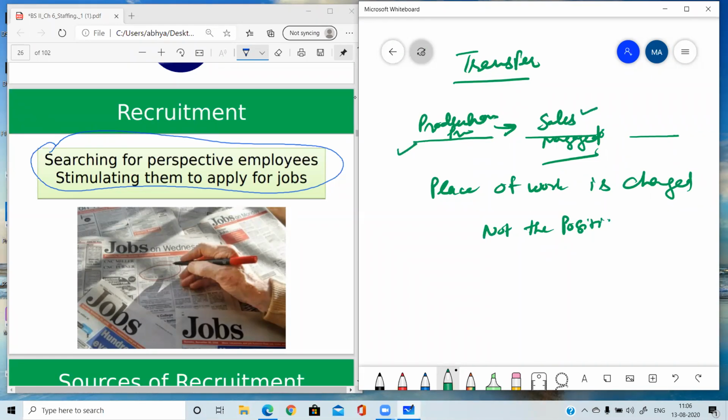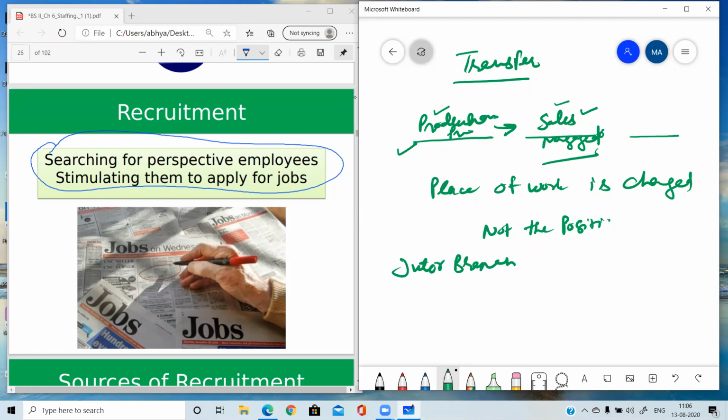Earlier he was working in the production department as a manager. Now the same person is working at the same post. He is a manager only, but now the place of work has been changed. Earlier he was working in the production department, now he is working in the sales department. This is the interdepartmental transfer. It may be an inter-branch transfer.